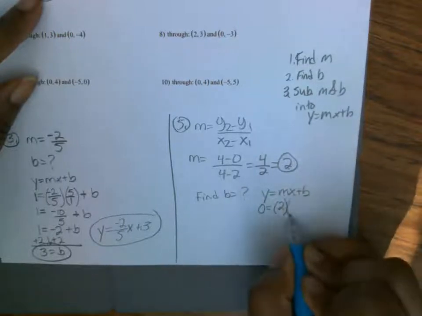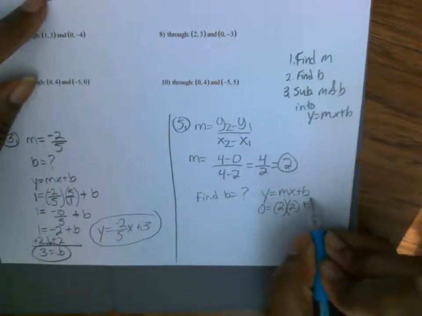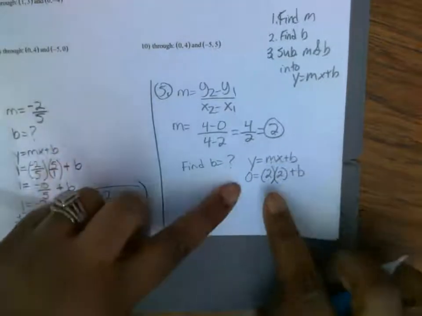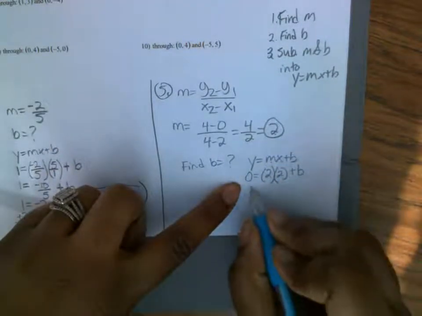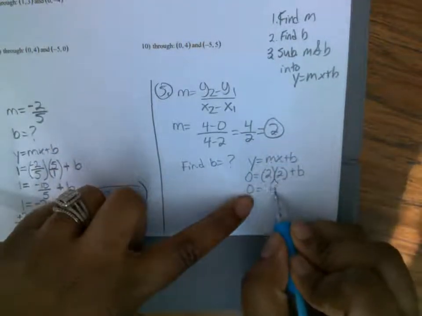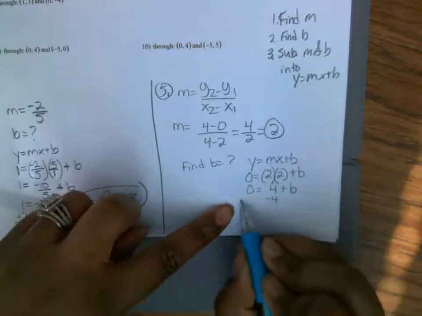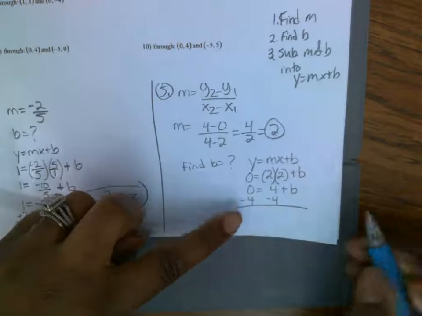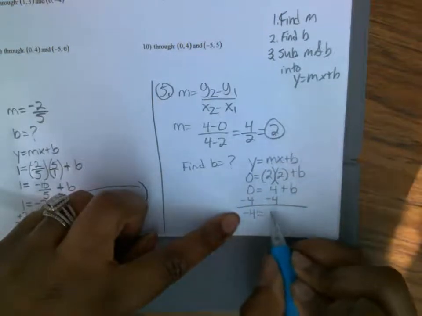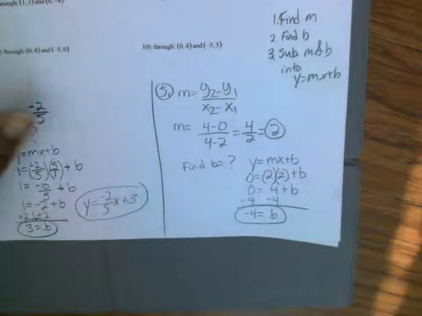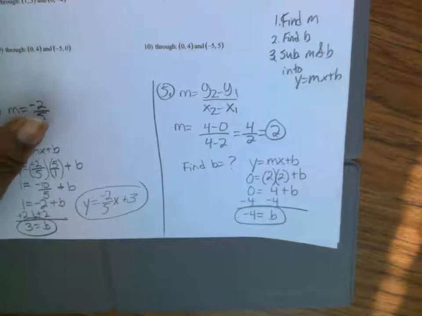2 is m. 2 is also x plus b. So to solve for b, I have to multiply this first. So this gives me 4 plus b. To get b by itself, I subtract 4 on both sides. So this gives me negative 4 is equal to b. Questions about that?